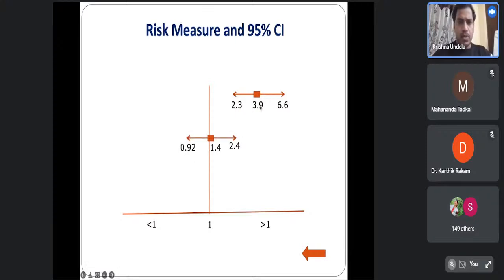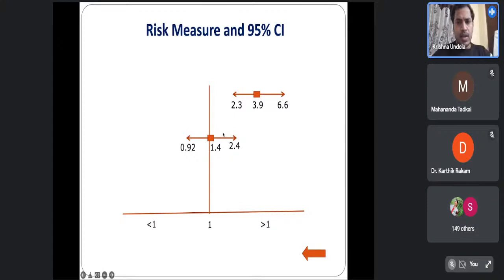Let us see one more example. We have 1.4. 1.4 is more than 1. We can say there is more chance of getting the outcome. But we cannot say that. Why? Because the confidence interval is found to be not significant. Why is it not significant? One value is going below 1, and one value is above 1.